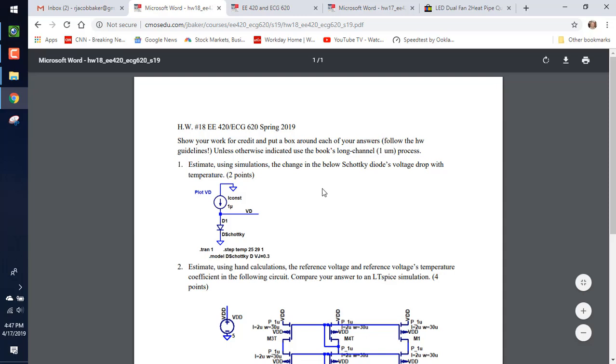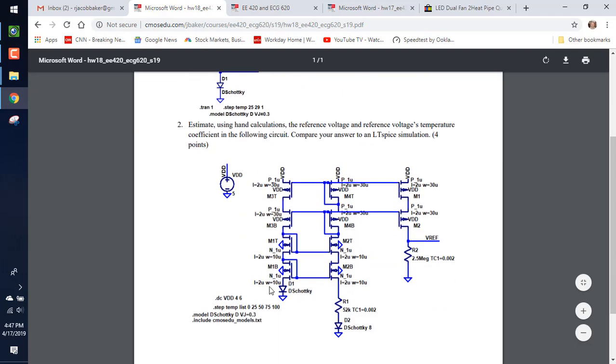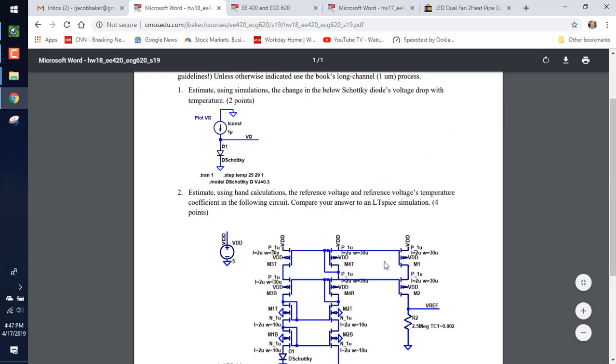Ooh, nice. What does that look like? How a Schottky diode varies. And there's our Schottky diode model. Then what's here? Oh, we're using Schottky diodes to generate a reference voltage. Ooh, you're actually using what you learned in class.